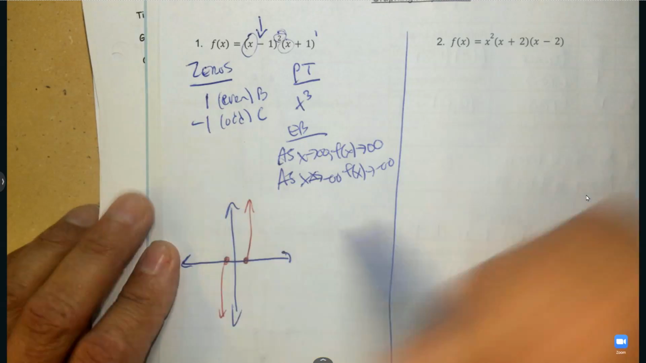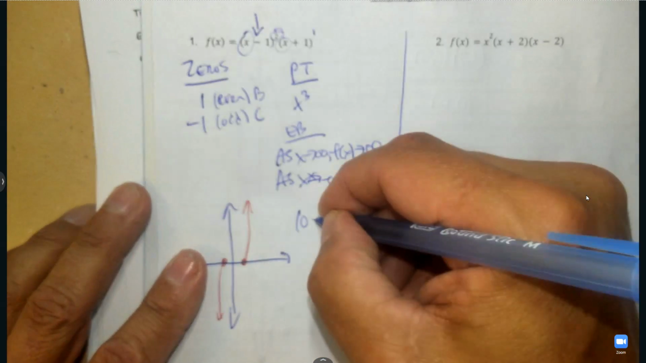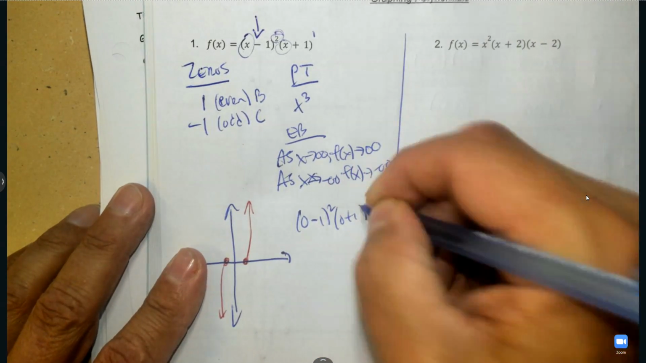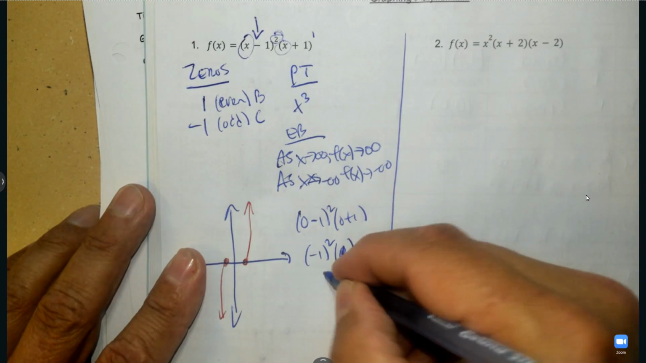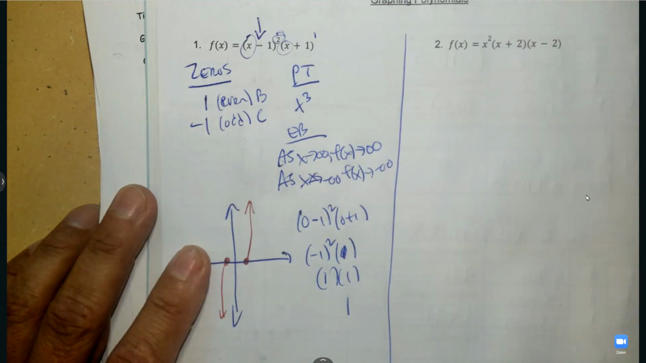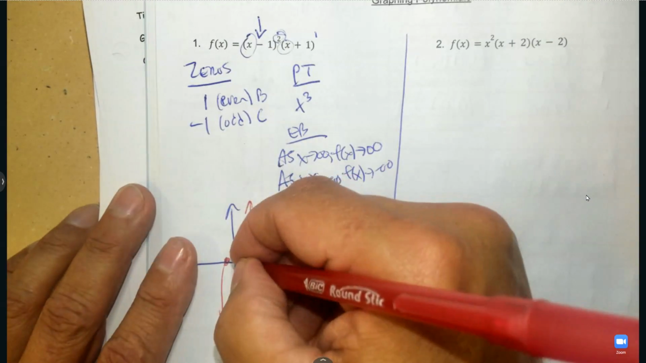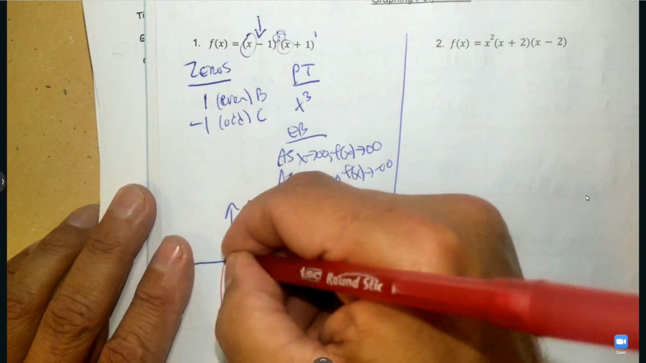So in between the intercepts, the only gap to fill in is at 0. So I am going to find f of 0, which is our y-intercept. So we're going to plug in 0 and solve it. So 0 take away 1, and 0 plus 1, square it, and you can see the answer is positive 1. So at 0, the answer is positive 1.